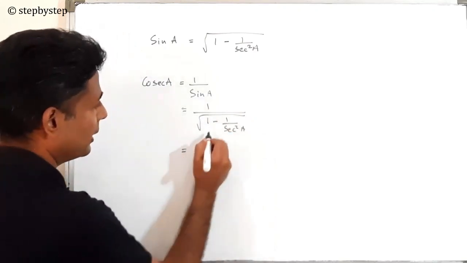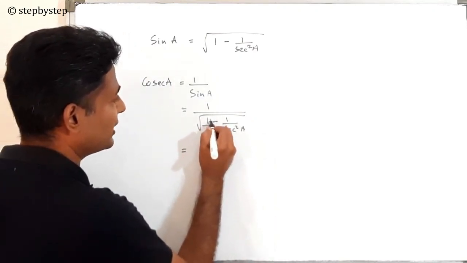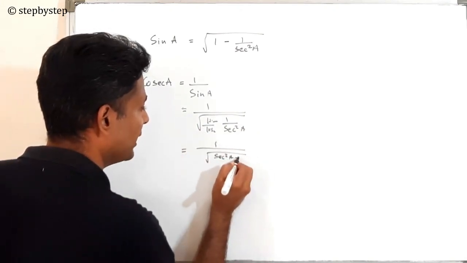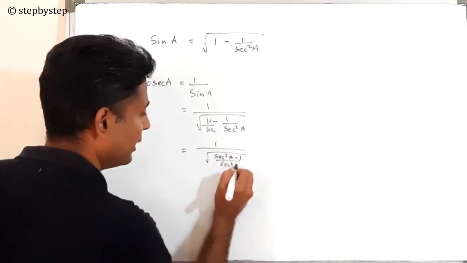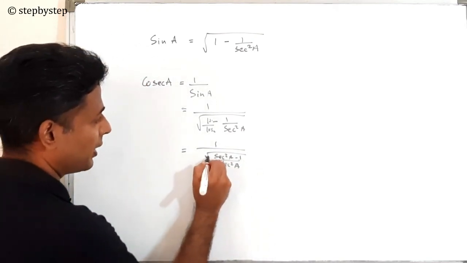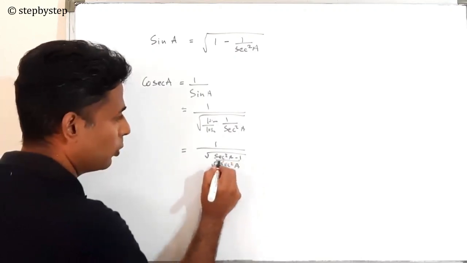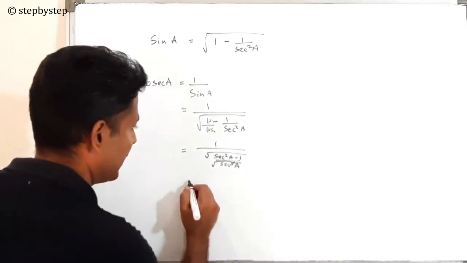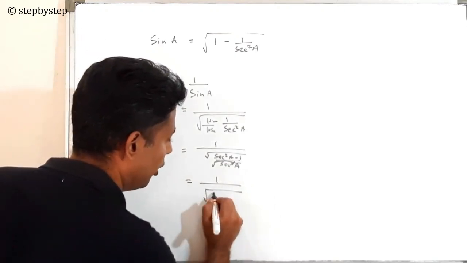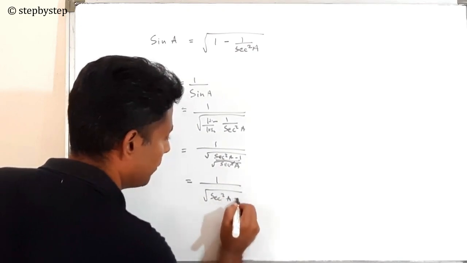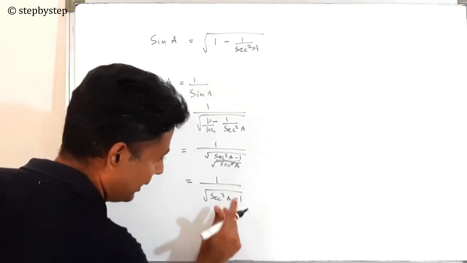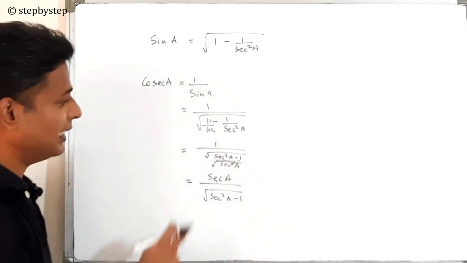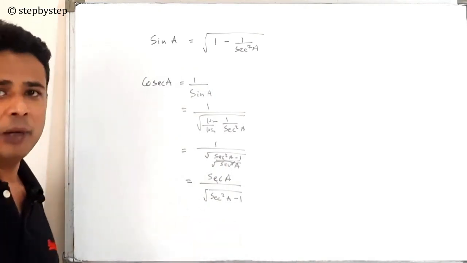Okay, we'll simplify this. When I take LCM, sec square A into sec square A, so I'll get 1 by root of sec square A minus 1 by sec square A. Now I'll split the root. So it becomes root of sec square A minus 1 by root of sec square A. Square root and square will cancel. So I'll get 1 by root of sec square A minus 1 by sec A. That sec A will come up. So that sec A will come here. So we get sec A by root of sec square A minus 1.